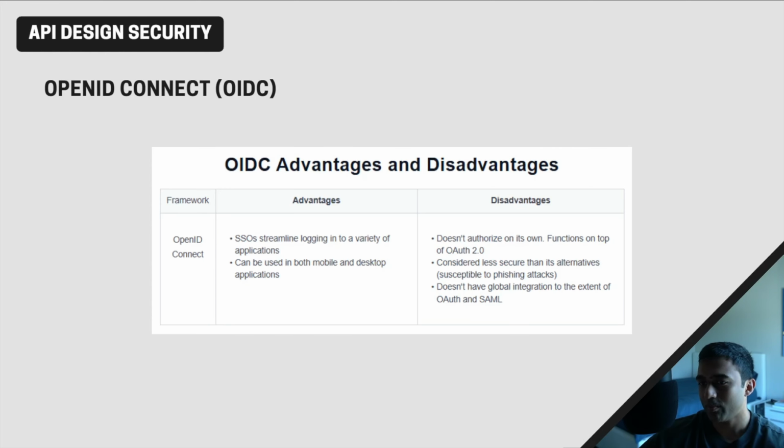So let's talk about OpenID Connect's advantages and disadvantages. So the advantages are that single sign-on streamlines logging into a variety of applications, and it can be used in both mobile and desktop applications. But the disadvantages are it doesn't authorize on its own, it functions on top of OAuth 2.0, and it's considered less secure than its alternatives because it's susceptible to phishing attacks. It doesn't have global integration to the extent of OAuth and SAML.